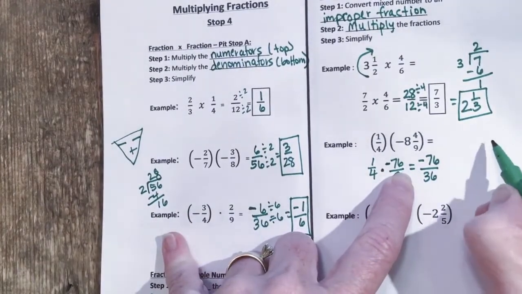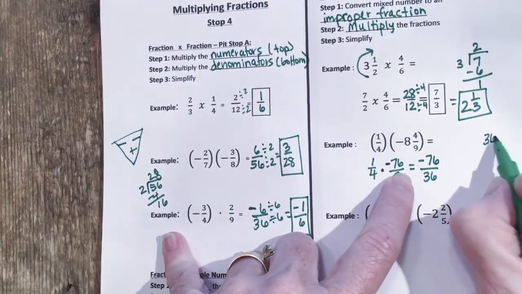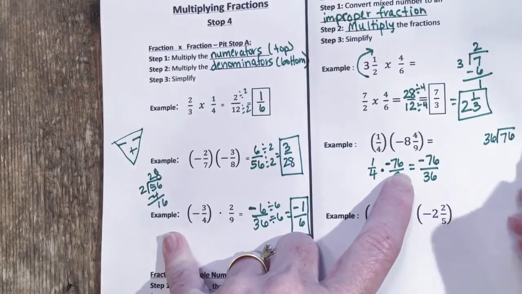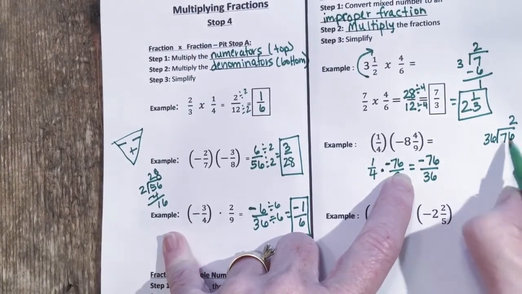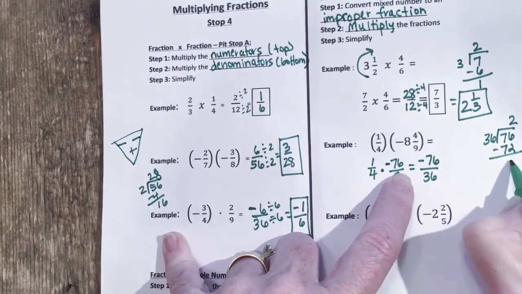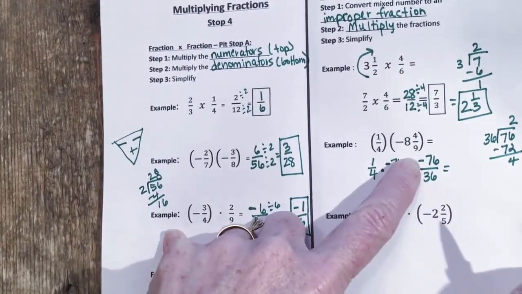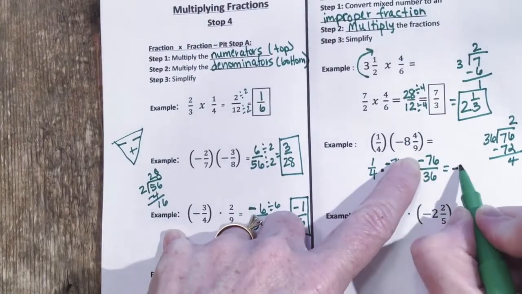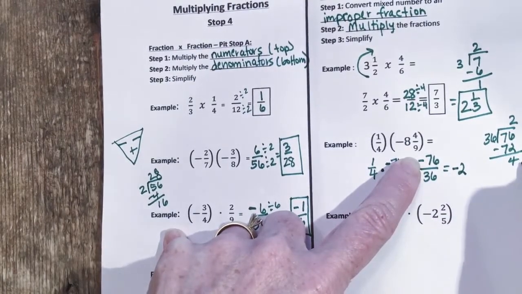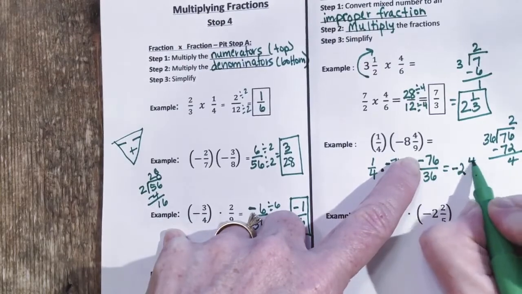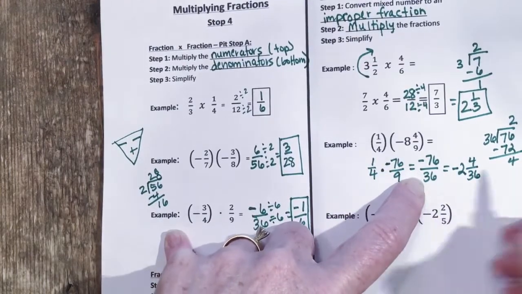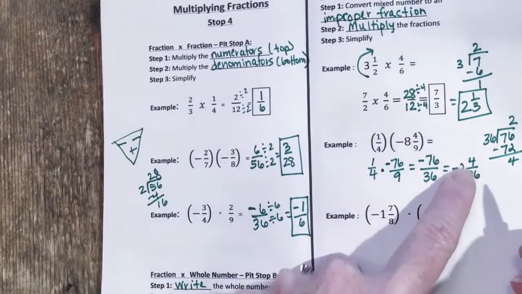I need to make this a mixed number, so I'm going to divide 36 into 76. It will go 2 times. 2 times 36 is 72. When I subtract, I get 4. So I'm going to write this as a mixed number. Remember, my answer should be negative, so I'm going to write a -2. That's my whole number. My numerator is 4. My denominator is 36. This looks good, except that this part's not simplified.